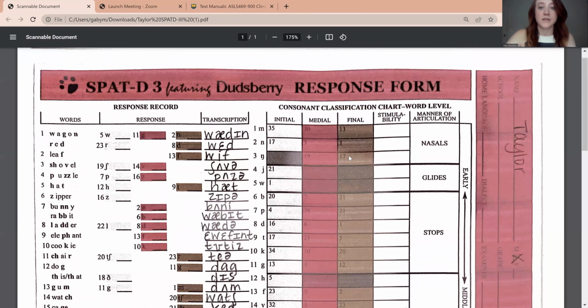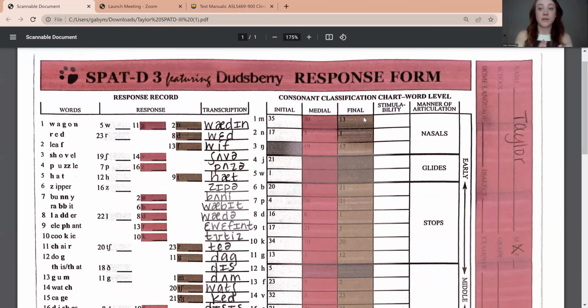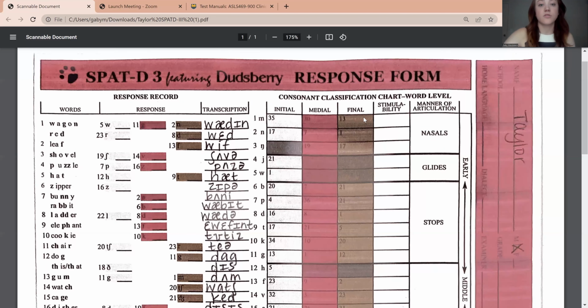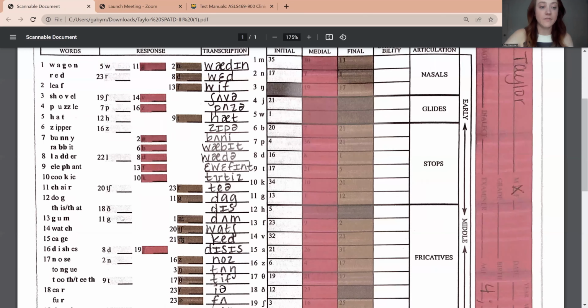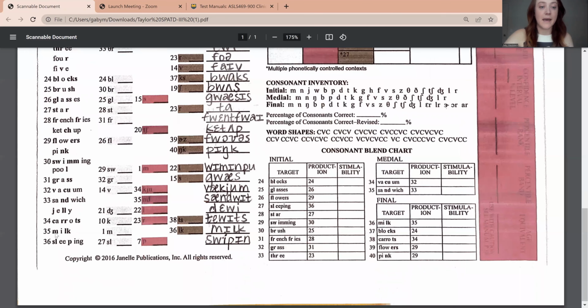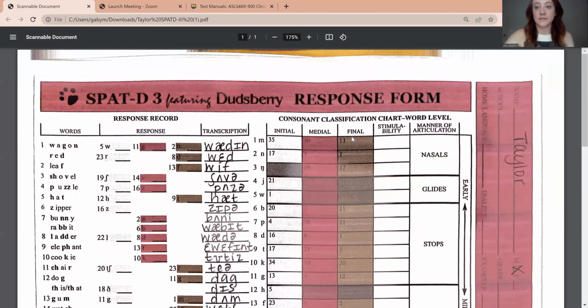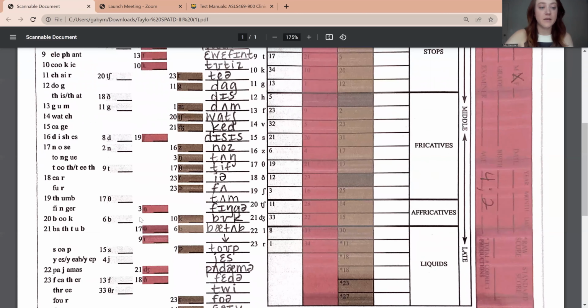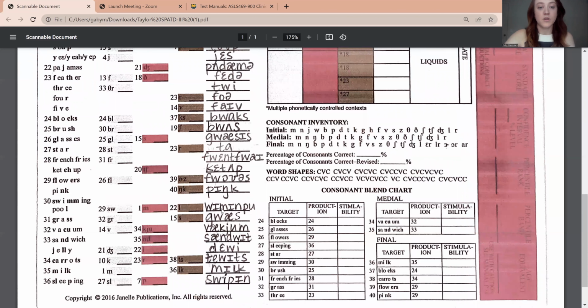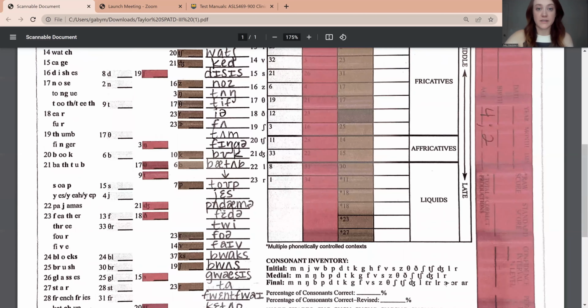Now, the other things about the SPAT-D that I want to touch on. This consonant classification chart is how you can organize the errors that you're seeing. The way this chart is laid out, it shows you what position that phoneme is located within the target words. For this very first one, M, we can see that initial M can be found in target 35. If you scroll down to target 35, there it is, M in milk, and Taylor got it. So we wouldn't put anything in there, and you would just do that for the rest of the positions. Medial M would be in number 30, which would be swimming, which again, Taylor got. So we're good. We don't have to put anything.